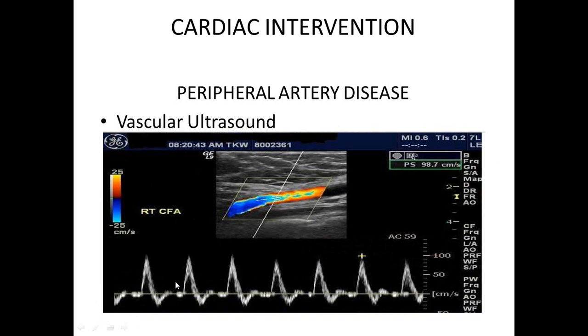Typical triphasic waveform. So this is looking at the common femoral artery. You can see the aliasing. Again, you're supposed to get nice laminar flow, just a single color, but you get a mosaic of color right here, suggesting that there is an obstruction. And then when you do your Doppler, you get increased velocity. Okay, you know it's a peripheral artery because it's triphasic.